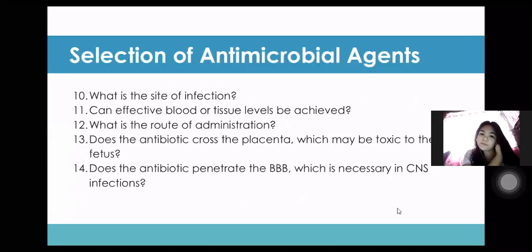Okay. So number 10, what is the site of infection? Can effective blood or tissue levels be achieved? What is the route of administration? That is what I'm telling you. It can be oral, intravenous, subcutaneous, intradermal, intramuscular. Those are the different routes of administration of drugs. And does the antibiotic cross the placenta, which may be toxic to the fetus? That is why pregnant women are not advised to take antibiotics during pregnancy, because there are some antibiotics that are toxic to our patient.